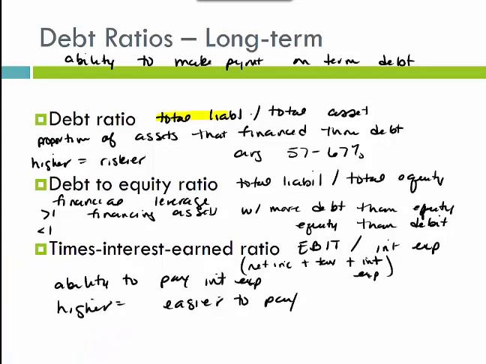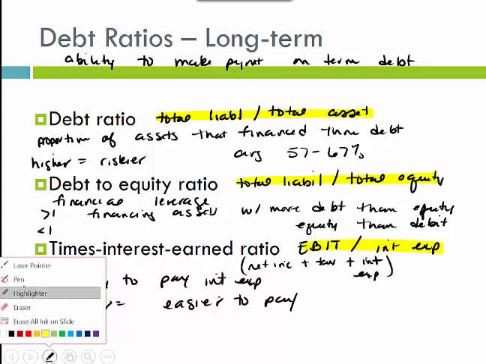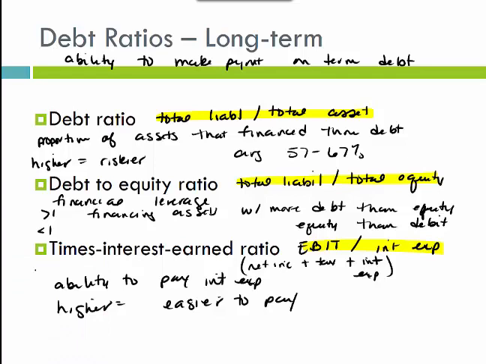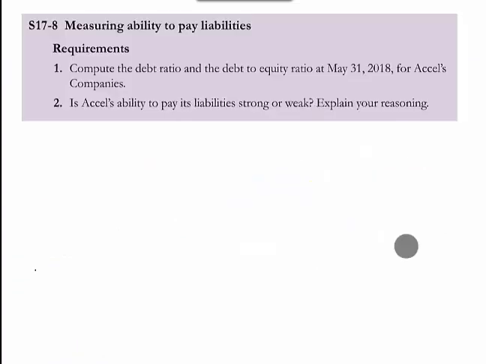So there's 1, 2, 3, like that. All right. And I think I just have one problem here. And then that takes us to the profitability ratios. Okay, so measuring ability to pay liabilities, compute the debt ratio and the debt to equity ratio for our company. And what does this mean?